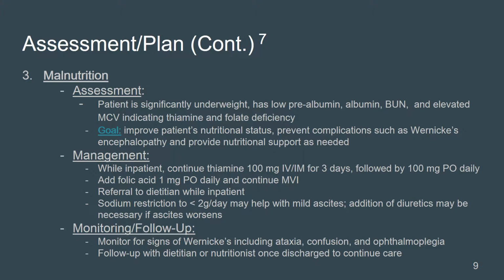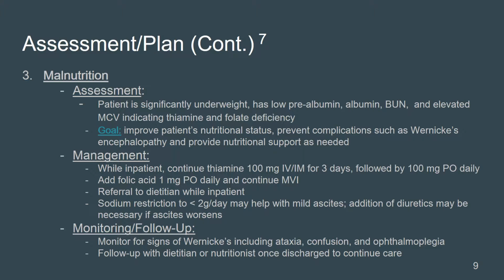The last problem on the list for this patient is malnutrition. And this is indicated by him being significantly underweight. He also has low prealbumin, albumin, and BUN, which is seen in patients that don't have a great diet and that are generally malnourished. He also has an elevated MCV, which indicates thiamine and folate deficiency as well, and these are all very common findings in patients with cirrhosis.